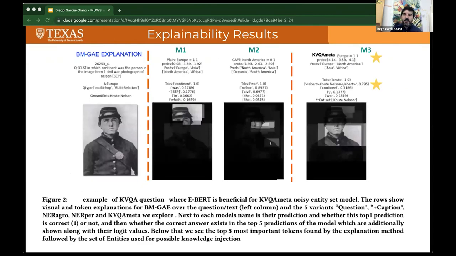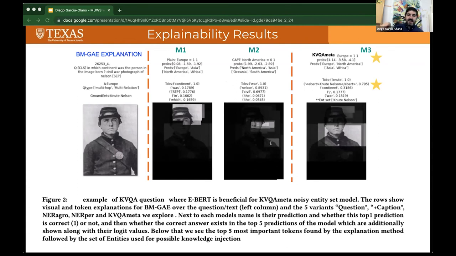And then finally, in this paper, we show some qualitative examples of what text tokens and image regions are judged to be important for predictions. Here we're given a question, in which continent was a person in the image born, along with the image caption, Civil War photograph of Nelson. So the correct answer is Europe, and the gold entity, Newt Nelson, is provided. So using the question text alone, in M1, it's able to predict with low probability the correct answer of Europe. However, when you add the image caption in, like the Civil War photograph of Nelson, the model M2 incorrectly predicts North America due to the words Civil War and Nelson.